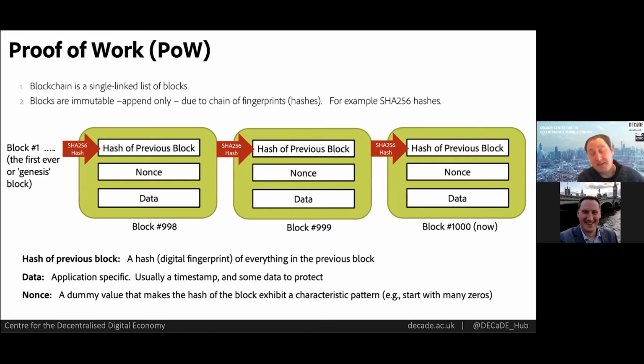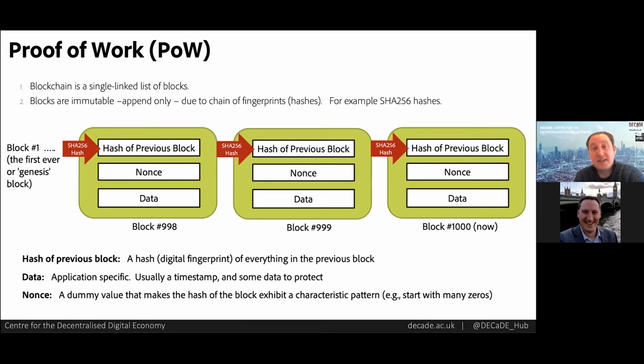And it turns out that it's quite difficult to do this because we have this additional thing inside each block, called the nonce, which is just a number. It's an extra bit of dummy information. But we choose this number, this nonce, such that the hash, the fingerprint of the block, exhibits a characteristic pattern. And it's very, very hard to choose a nonce such that the hash of the whole block exhibits this pattern. Usually we want the hash to have some number of leading zeros, something like that.